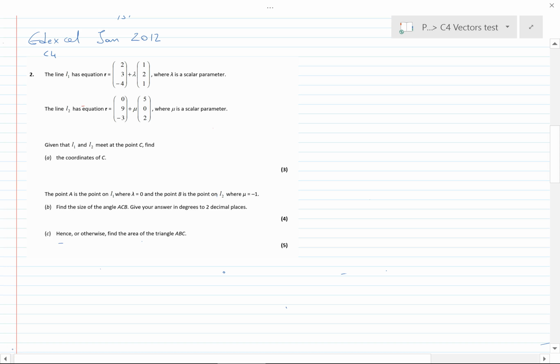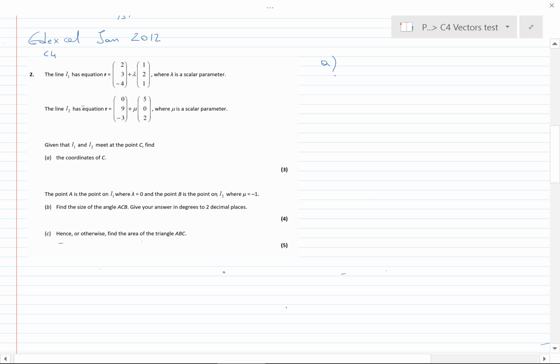Hello, so we're just doing the AC4 January 2012 Edexcel question on vectors, which was done at Havant South Downs College, Havant campus, as their test, question 2. It wasn't too bad. Question part A is just a normal kind of intersection of two lines.